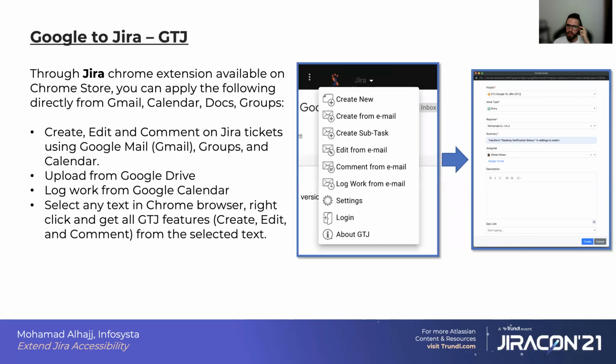For the second application, that is the Chrome extension, whenever you install it from the Chrome store, it will appear in your browser and it will appear in your Gmail application. So you'll be able to create, edit, and comment on Jira tickets using Google Mail, and even from Google Groups. If you are making use of Google Groups as a support channel, you can directly create tickets from there.